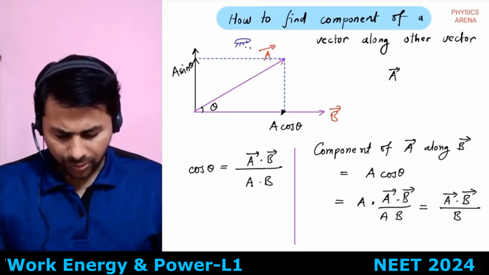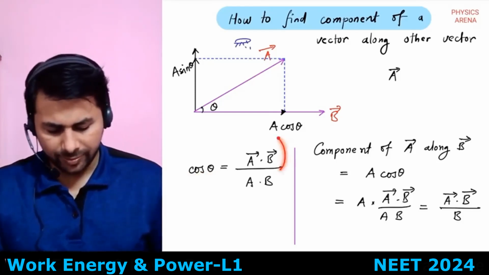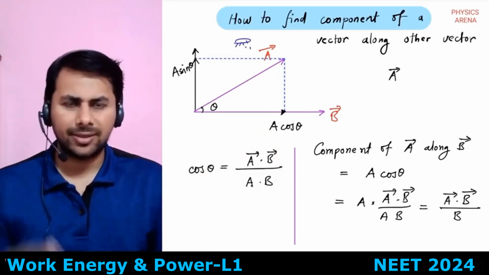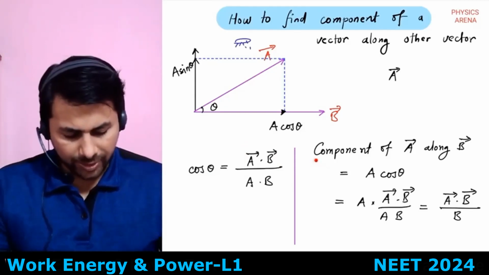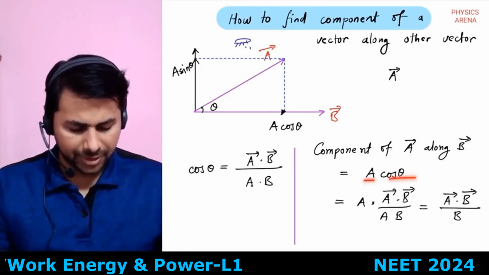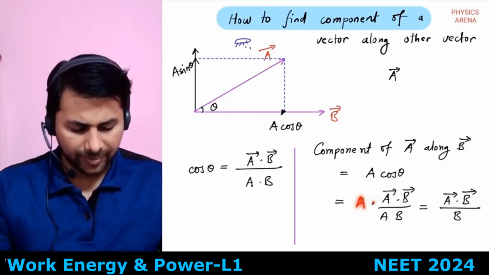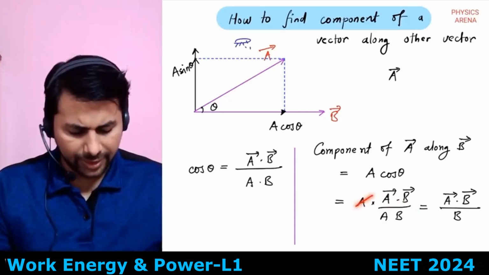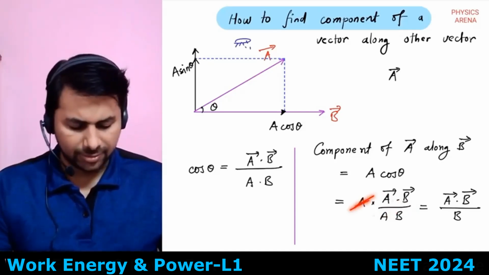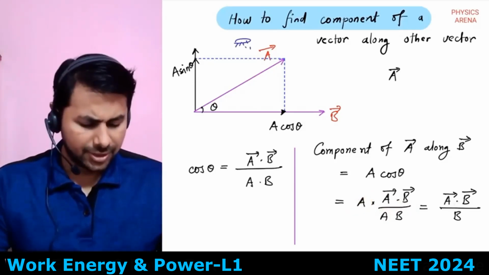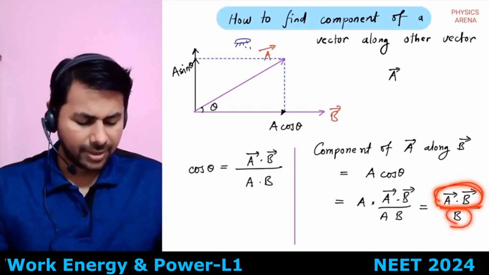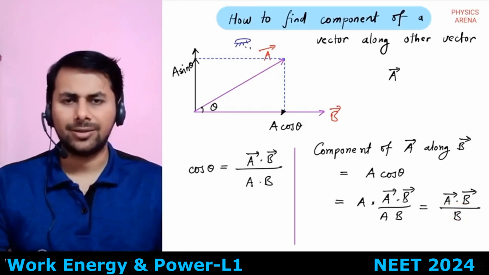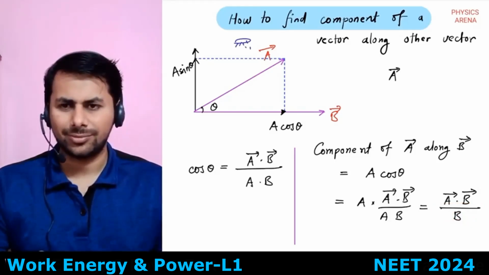So how will you find cos theta? We can find cos theta using A bar dot B bar divided by AB. So the component of A along B is equal to A cos theta, which is A multiplied by A bar dot B bar divided by AB. Here A and A get cancelled out, this is the magnitude of A and this is the magnitude of A. So it is just A bar dot B bar divided by B. Is the formula clear?